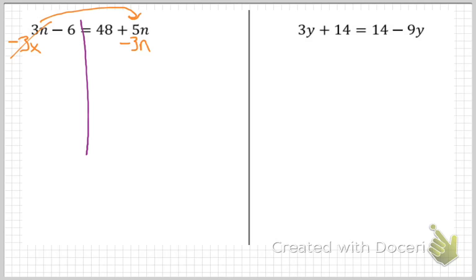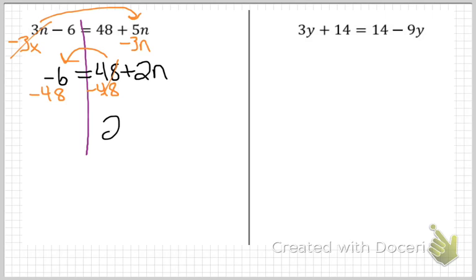Bring down the minus 6, bring down the equal sign, bring down the 48, and then we calculate this. 5 minus 3 is a positive 2, so plus 2. Don't forget the n. We're going to keep solving. This like term is the same as this like term, so those two belong together. We're going to move it over. So right now, this 48 is adding, so to move it, we got to subtract it. We got to subtract it. Cancels out, 0 pair, down goes 2n.